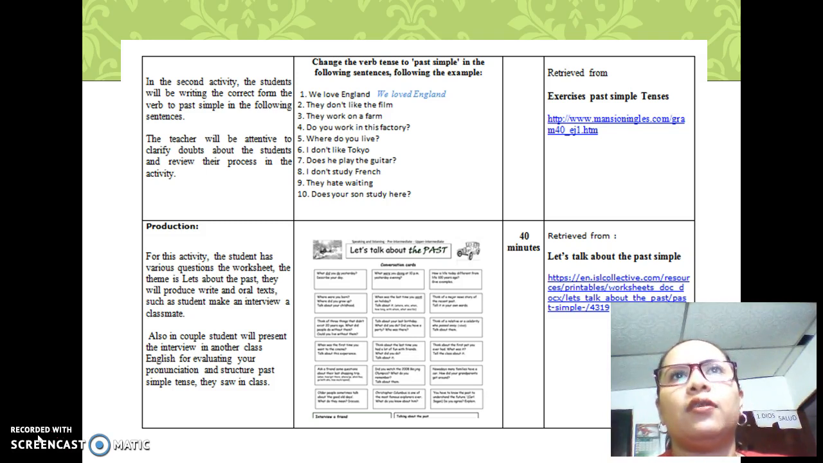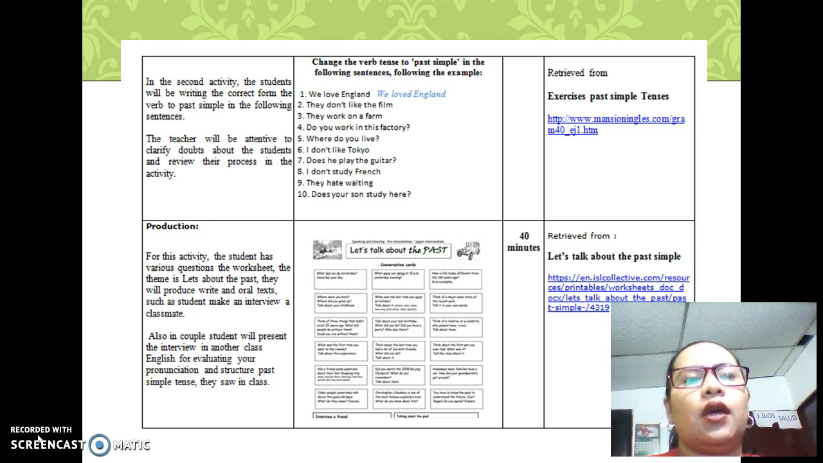We love England. This is the correct word, and this is the complete sentence. Next, a retry from the exercise on the past simple. For this activity, the student has various questions in the worksheet about the past. They will produce written and oral tests, so the student may interview another classmate.